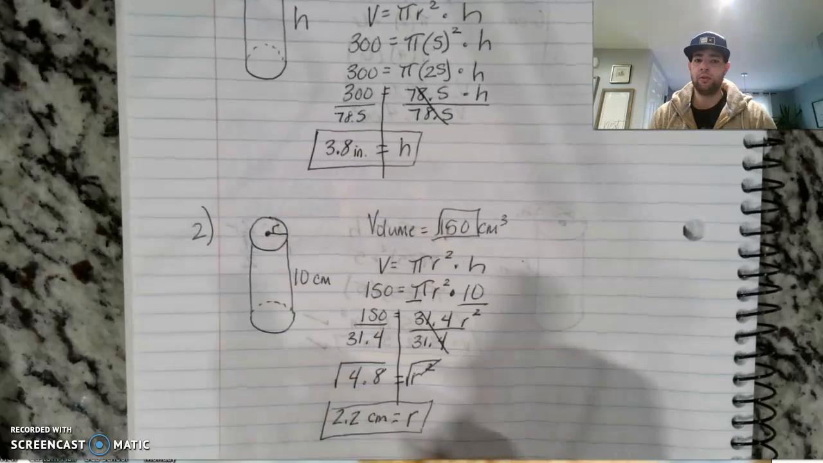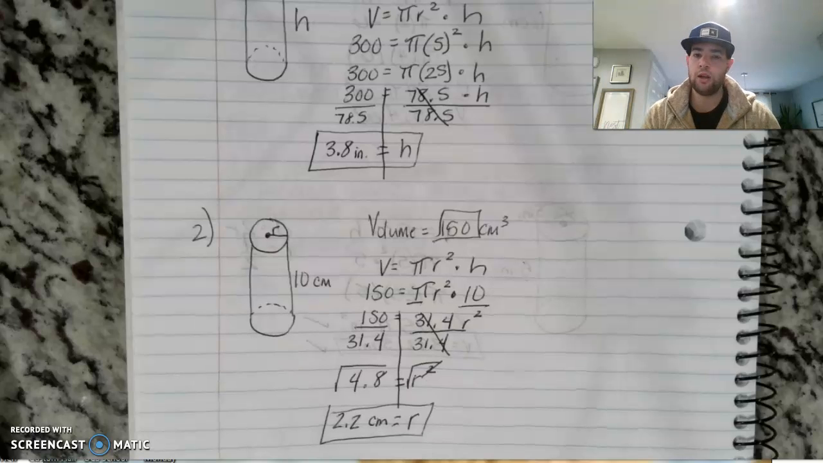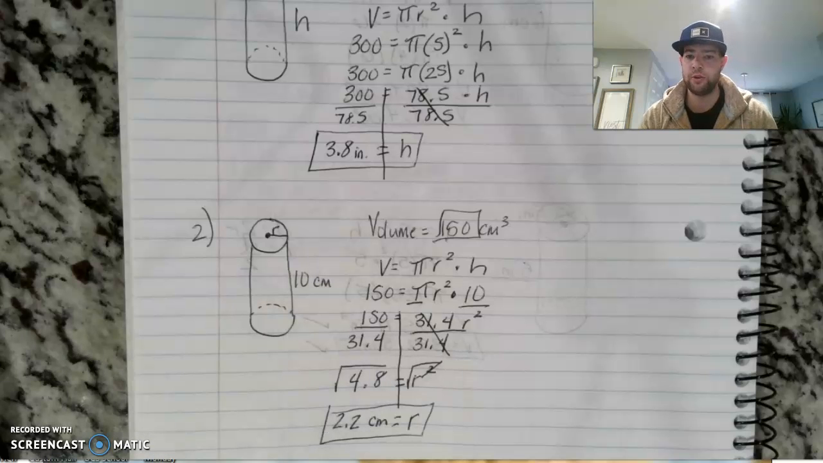So just to recap, we reviewed how to find the volume, and then how to find our missing dimensions. So notice we're using the same formula every single time, but when we're missing our dimensions, we're kind of undoing that formula to find either the height or the radius.